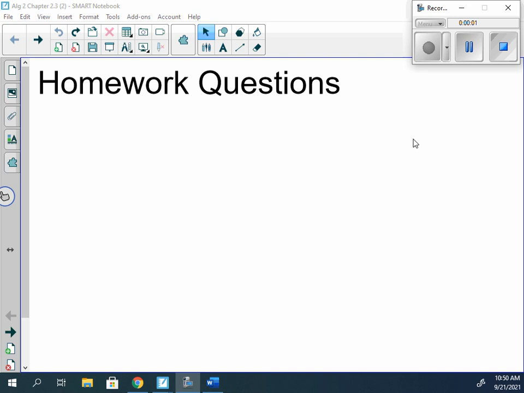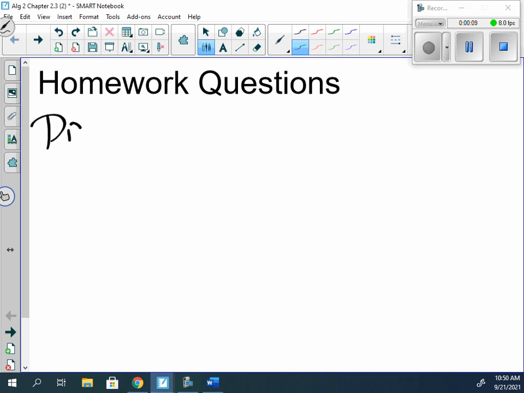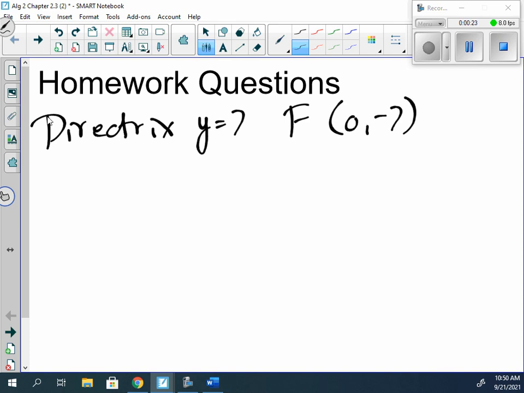Right, so I believe we had a homework question on number 6. Problem number 6 tells us that the directrix is the equation y equals 7, and the focus is the point (0, -7).